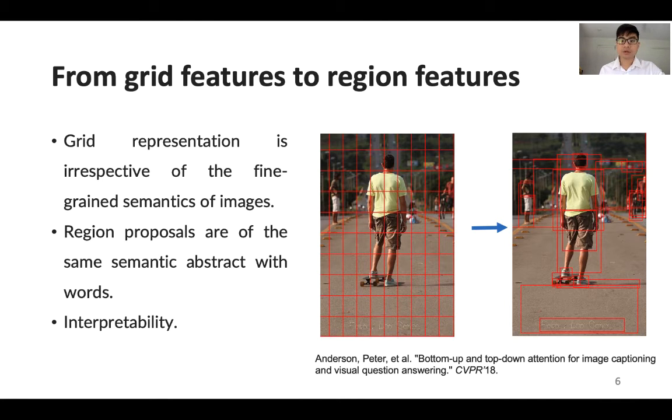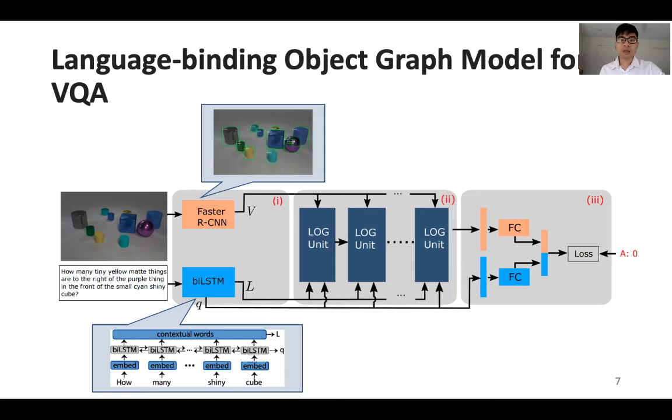As a result, the reason feature will help to have better interpretability for the neural network. Here's the final network architecture that we have proposed. We call it language binding objects graph network, or LogNet for short. We use a Faster R-CNN for object detection, whose output is a bounding box feature.